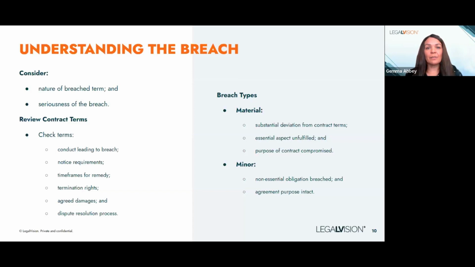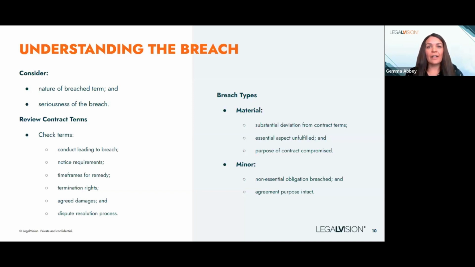Generally, a breach of contract may be considered either a material breach or a minor breach. Material breach occurs when a party receives something substantially different to what the contract specified. This is generally due to one party's failure to perform an essential aspect of the contract, and as such, the parties can no longer fulfill the purpose of the contract. So using the example of a supply contract, a failure to supply the goods at all would be a material breach.